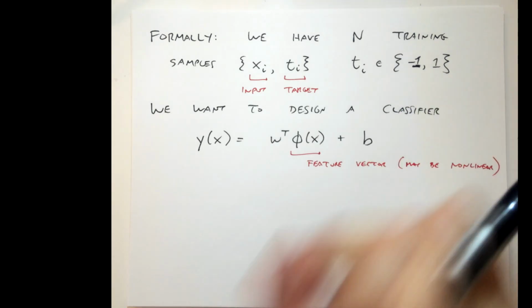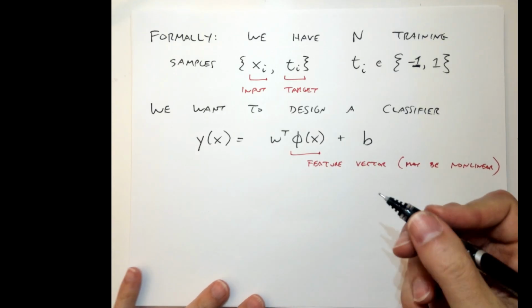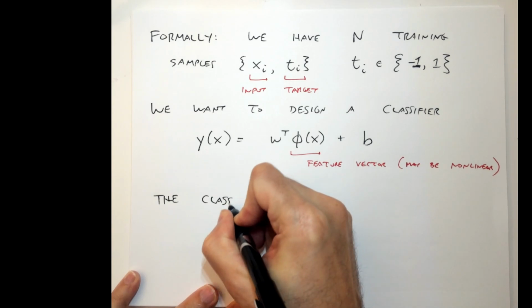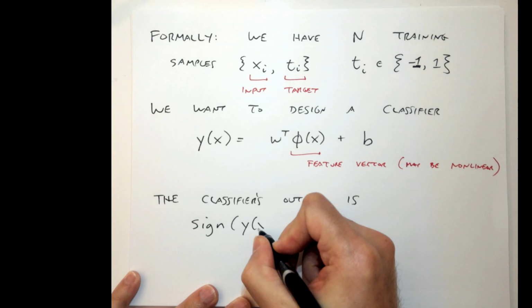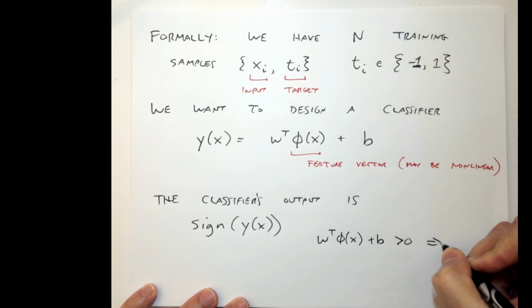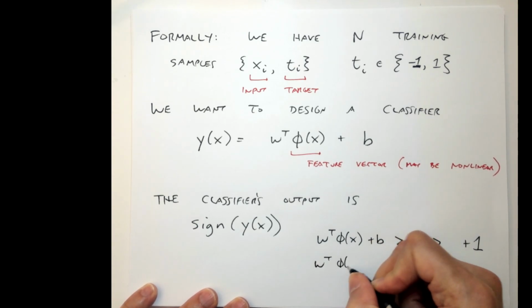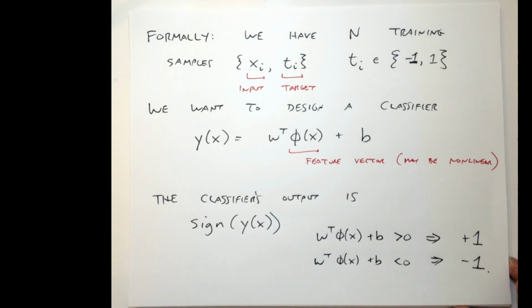Since I've kept the labels +1 and -1, our classifier's output is basically the sign of the result. If I run my input through the feature vector and look at y of x, if it's positive, I choose the +1 class. If it's negative, I choose the -1 class. So the classifier's output is the sign of y. If this number is greater than 0, I choose class 1. If it is less than 0, I choose class -1. And if it's exactly equal to 0, I just flip a coin. So there's my model.